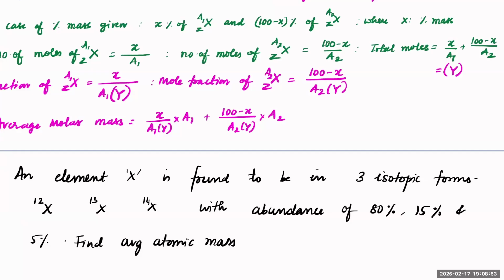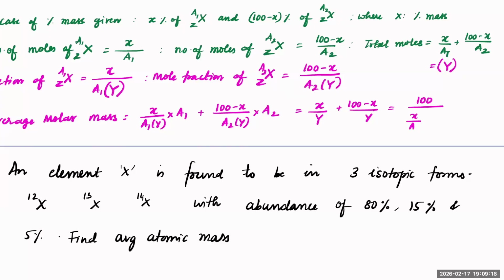Okay. So again, A1, A2 are getting cancelled. So what do I get? Basically, I will get x by y plus 100 minus x by y. Isn't it what you are supposed to get? So therefore, that is equal to 100 divided by this y. The y value is x by a1 plus 100 minus x by a2. This is what it is. Clear now? So basically, this is the formula you will be using for average molar mass.